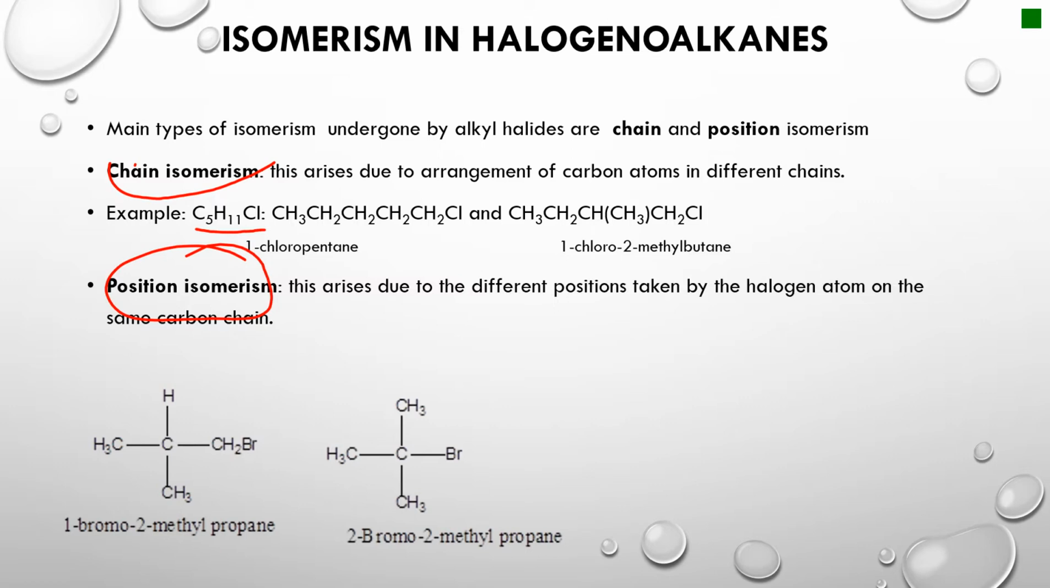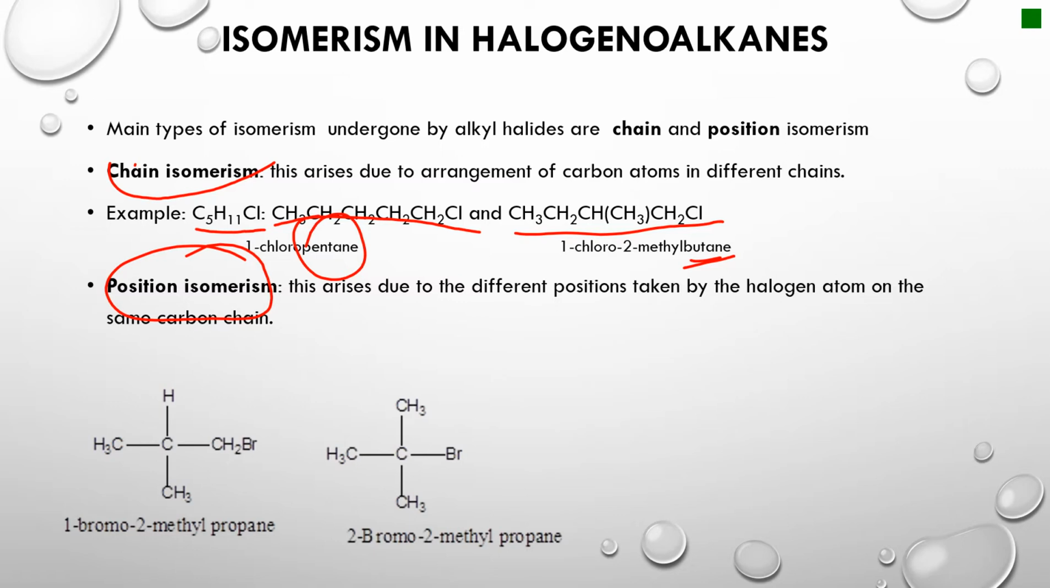Here the parent chain in the first molecule is formed by 5 carbons. That's why we have a pentane. While the parent chain in the second molecule is formed by only 4 carbons, which is butane. It means that the carbon connectivity in these two molecules is different.